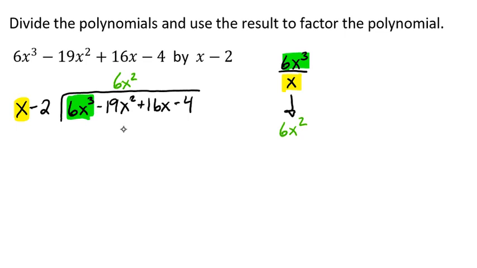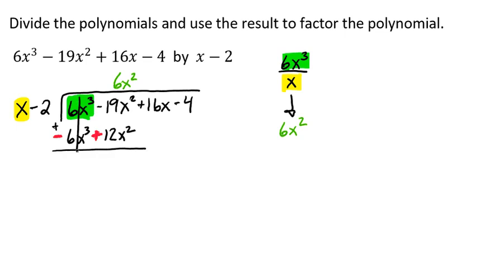Now we're going to multiply that. We multiply the 6x^2 times the x, which gives us 6x^3. Then we multiply the 6x^2 by the negative 2, which gives us negative 12x^2. Now this next part is pretty important, so pay attention. What you do next is change all of the signs of what you just wrote. So that becomes a negative, and that becomes a positive. Then you add your pieces together.